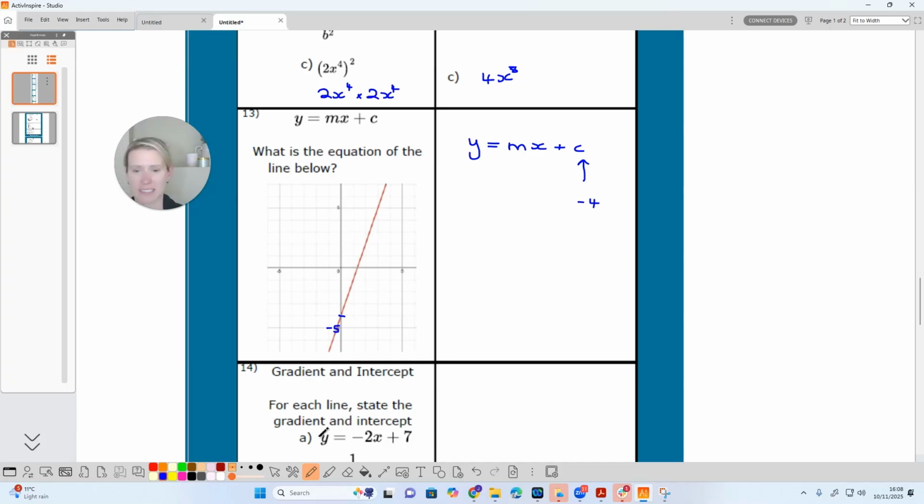The m is the gradient. Now, that is for every one it goes across, how much it goes up or down. So it's going across 1, up 3. So my gradient is 3. So y equals 3x minus 4.